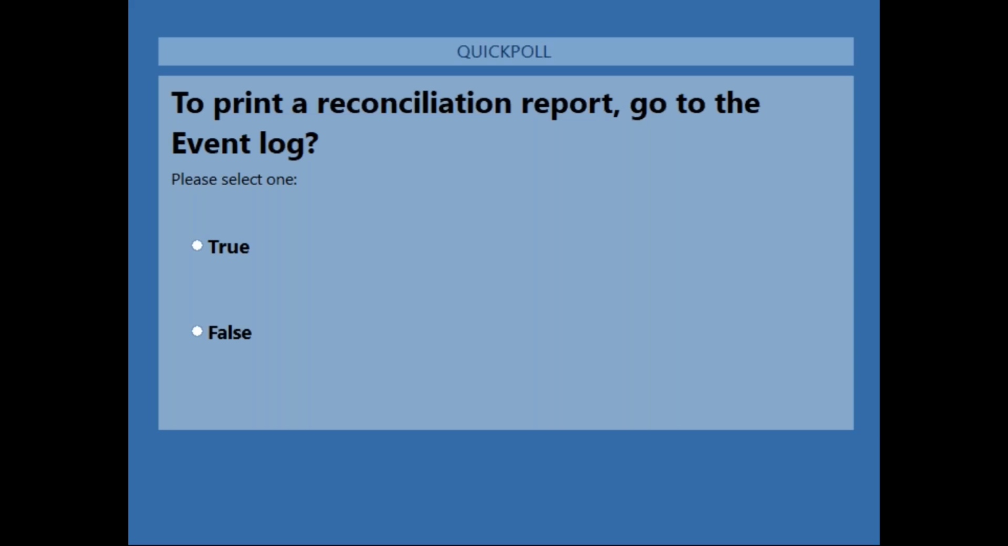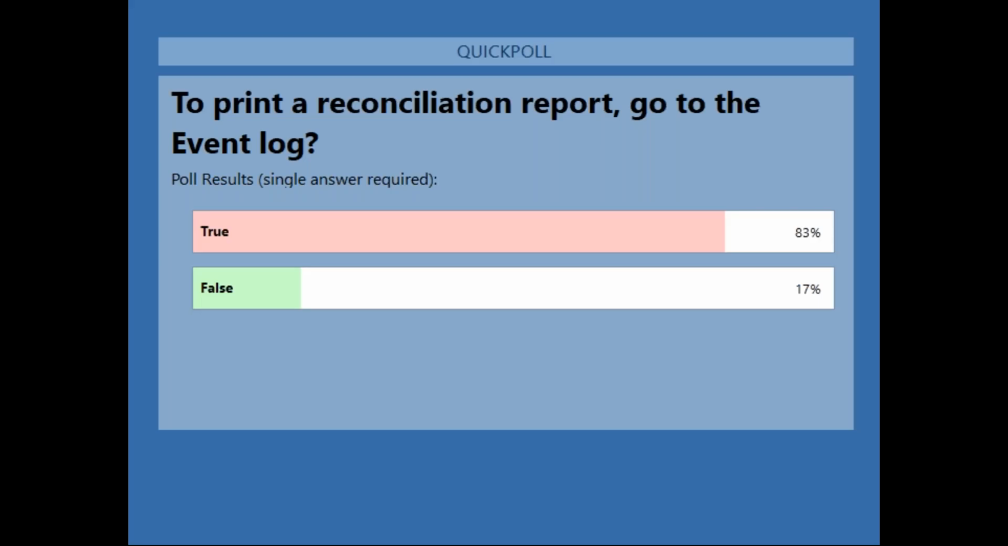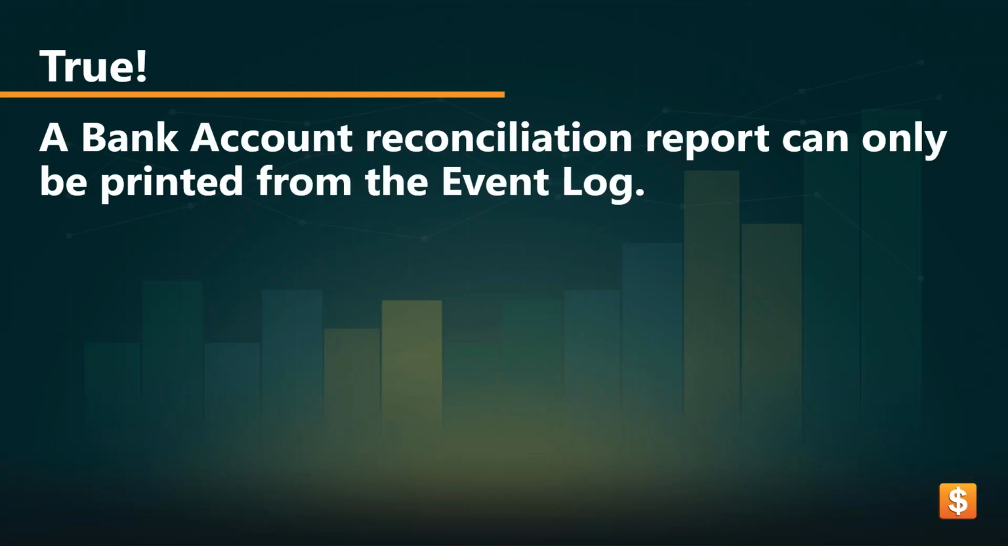Okay, and I'm going to close the poll and share the results. So we had an 83-17 split this time. So I'm going to hide the results and share the answer. And the answer is true. A bank account reconciliation report can be printed from the event log.